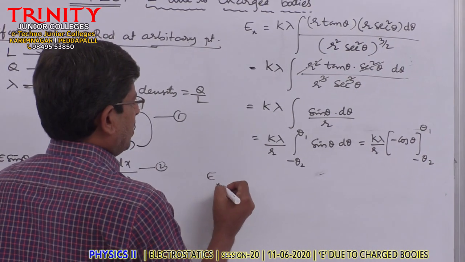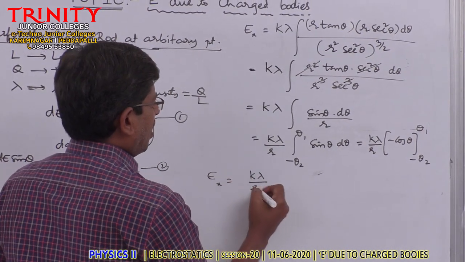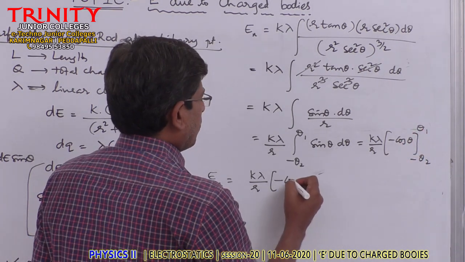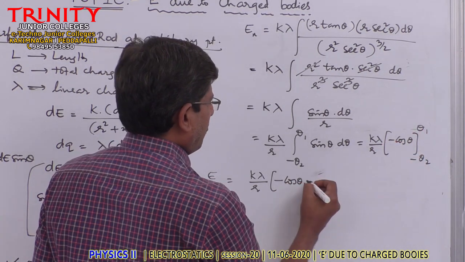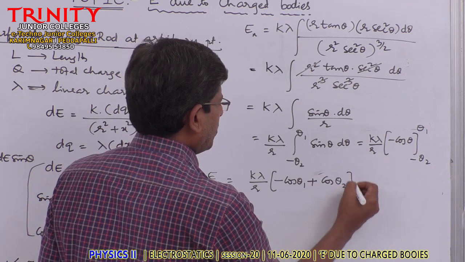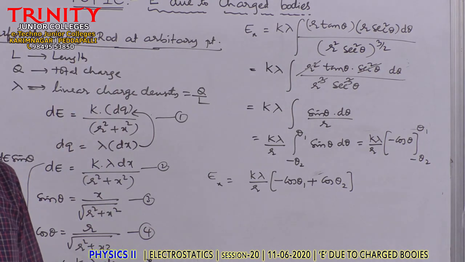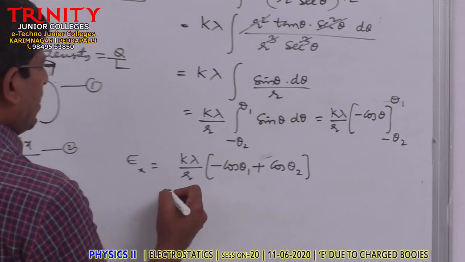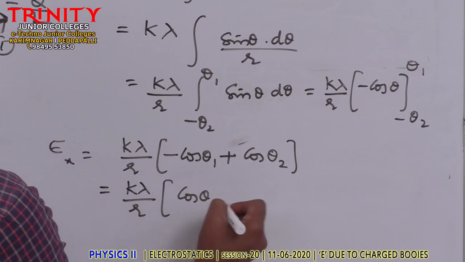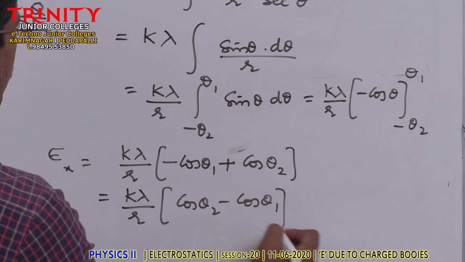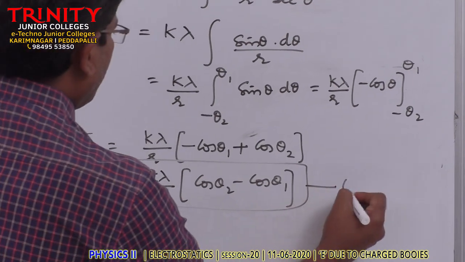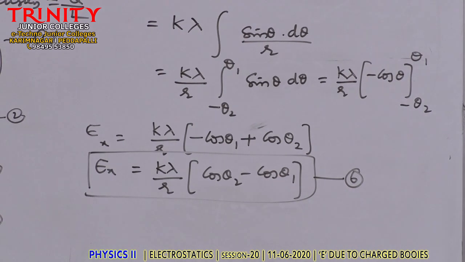Let me write here, Ex is k lambda by r, minus cos theta 1, minus of minus, plus cos of minus theta 2, that is nothing but cos theta 2 from the trigonometric results, right. Therefore, finally, you can write k lambda by r into cos theta 2 minus cos theta 1. So, this is the important final result. Let me say this is equation number 6.